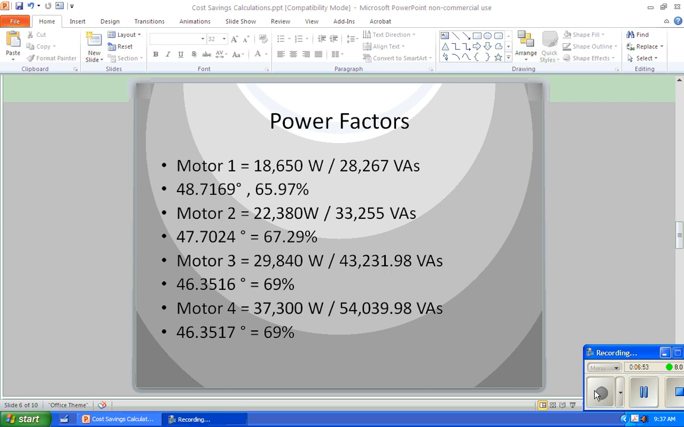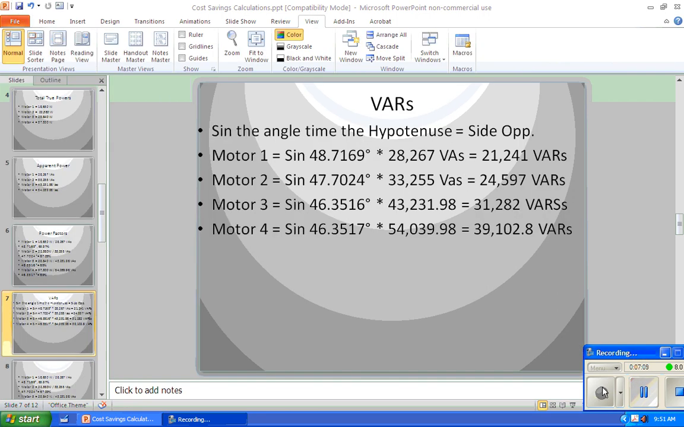Knowing that, we now need to figure out our VARs, because to get the total apparent power for this load bank we need to add up our VARs. So let's stop and calculate them. We know that the sine of the angle times the hypotenuse gives the side opposite. So we take the sine of the first motor's angle, multiply it times its apparent power, and we find 21,241 VARs.